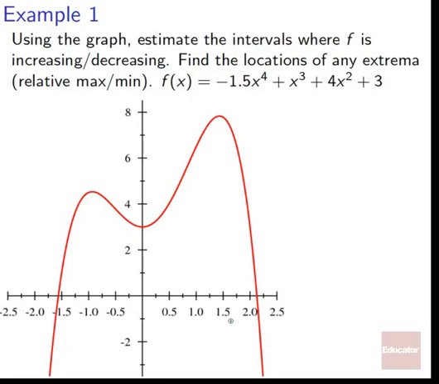All right, finally ready for some examples. A bunch of different properties that we covered now. Let's see them in use. First example, using this graph, estimate the intervals where f is increasing and decreasing. Find the locations of any extrema, relative max and min. Our function is negative 1.5 x to the fourth plus x cubed plus 4x squared plus 3.